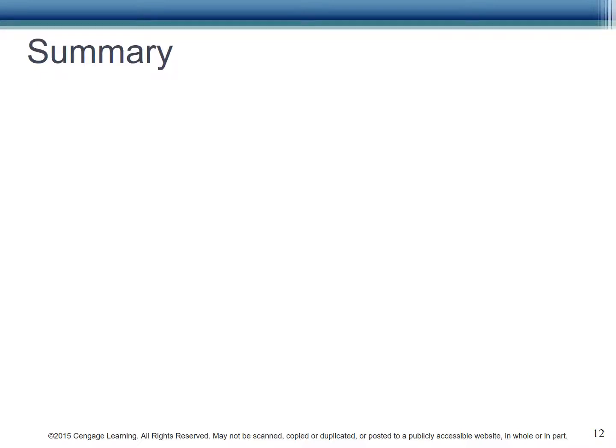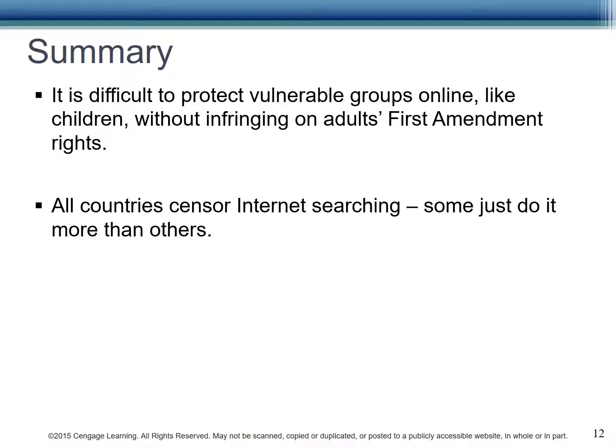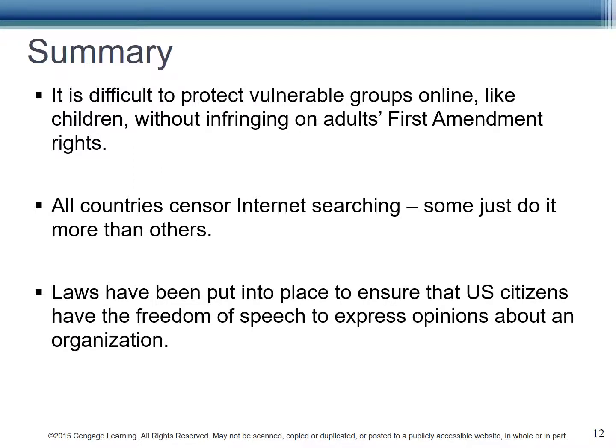To summarize, it is difficult to protect vulnerable groups online, like children, without infringing on adults' First Amendment rights. All countries censor internet searching. Some just do it more than others. Laws have been put into place to ensure that U.S. citizens have the freedom of speech to express opinions about an organization. And there is little anonymity online.